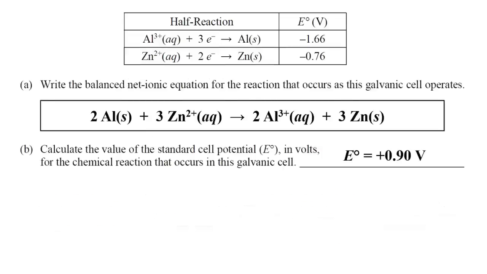So there's the answer to part A, the balanced equation for the overall reaction that occurs as this galvanic cell operates, and then the value of the overall standard cell potential for this reaction: positive 0.90 volts. Again, it's positive because the reaction is thermodynamically favored.